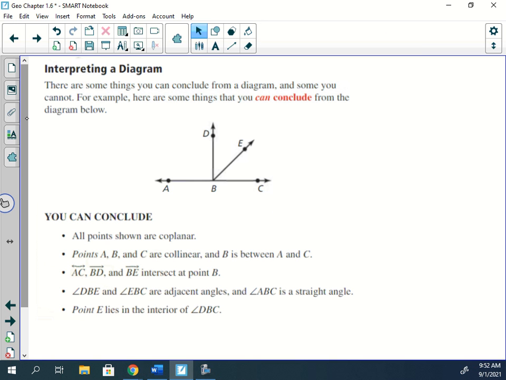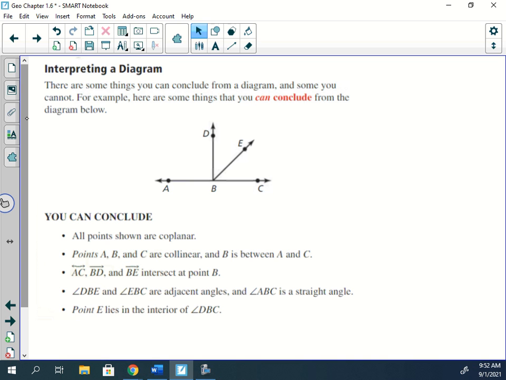But this here is the last thing we're going to look at. Interpret a diagram. There are some things you can conclude from a diagram, and some things you cannot. For example, here are some things you can conclude from the diagram below, this here. All points shown are coplanar. They're contained within the plane. As we don't have an actual plane drawn, they are all in the plane. We don't have restrictions on that.